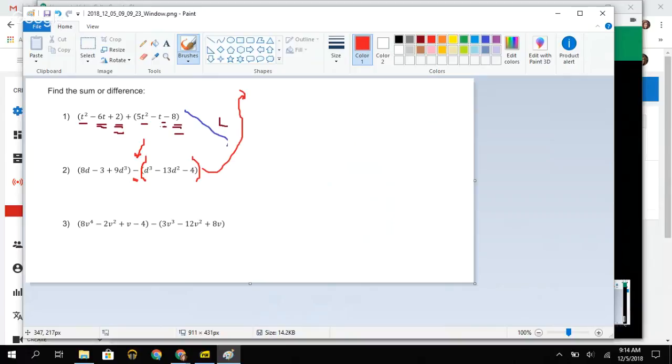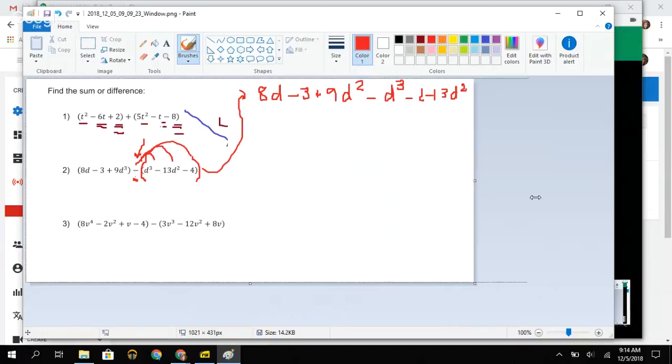When you're subtracting, you need to remember that this subtraction here applies to everything that's in the parentheses. So if I were to rewrite this without the parentheses, it would be 8d minus 3 plus 9d squared. Nothing changes on the first polynomial. Then I have to subtract every term, so it's going to be minus d cubed, and then minus a negative 13d squared.